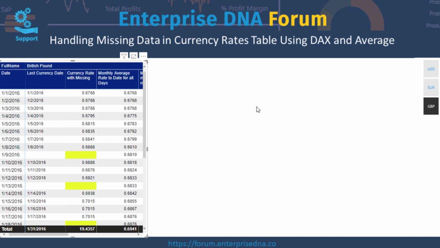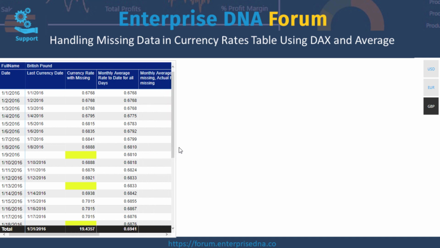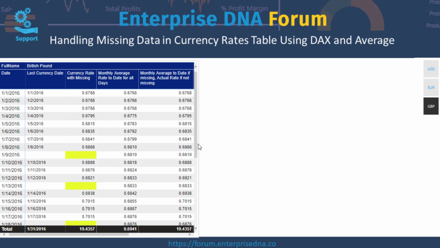So then say we show our boss or whoever, and they're like, that's interesting, but what if you fill in the missing rate days with this average, but I want to use the actual rate if one exists? And you say, of course, no problem, because DAX is flexible and fast, and you can do it relatively easily, and it won't be a problem. So that measure is already on this table here: monthly average to date if missing, actual rate if not missing.